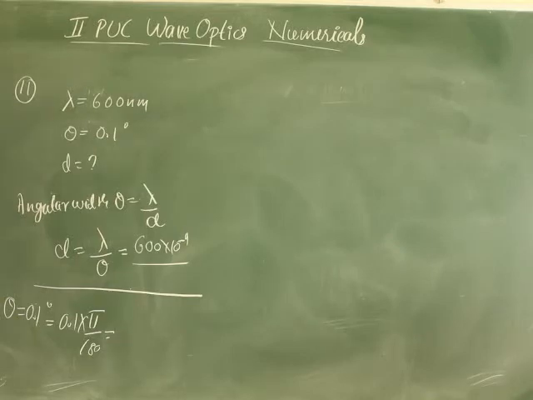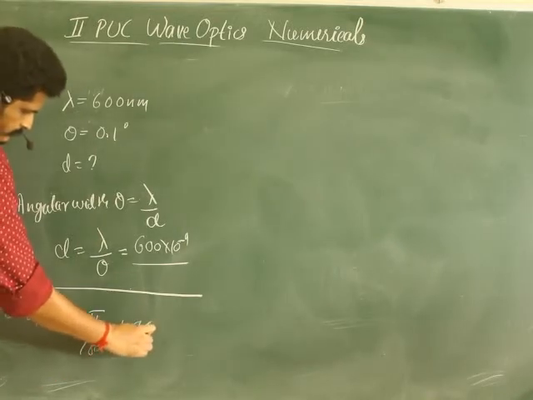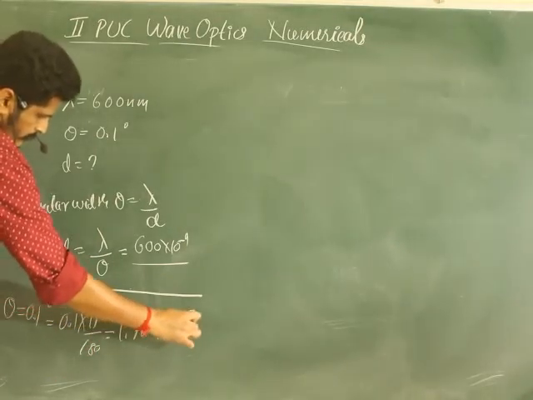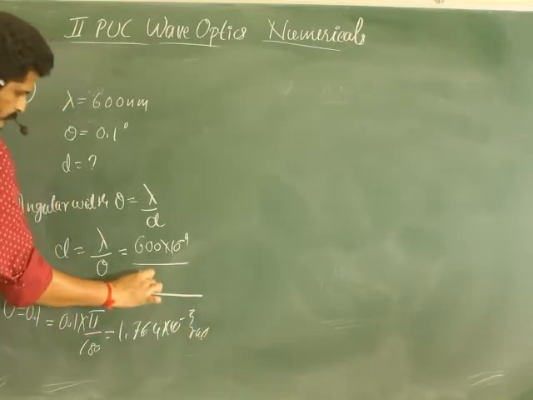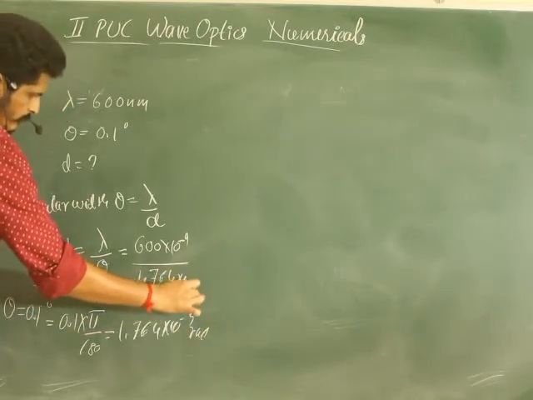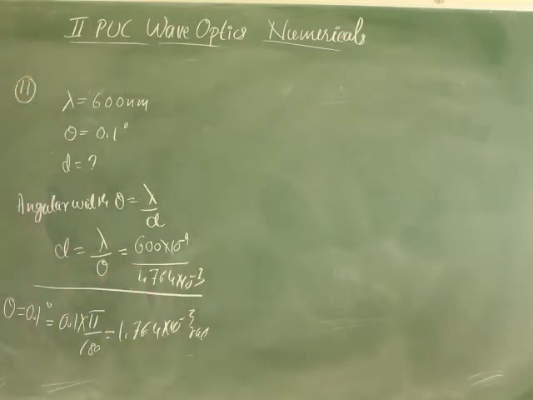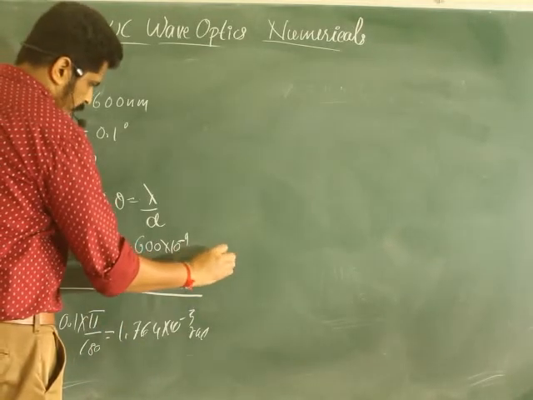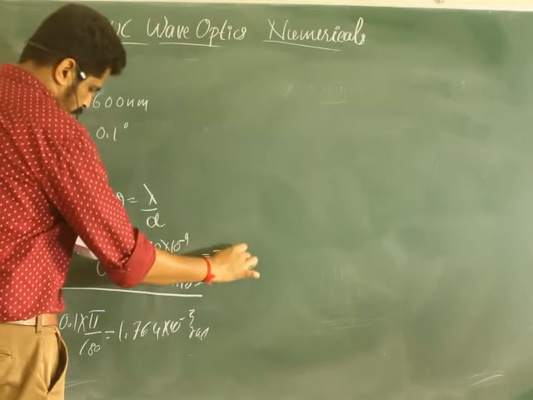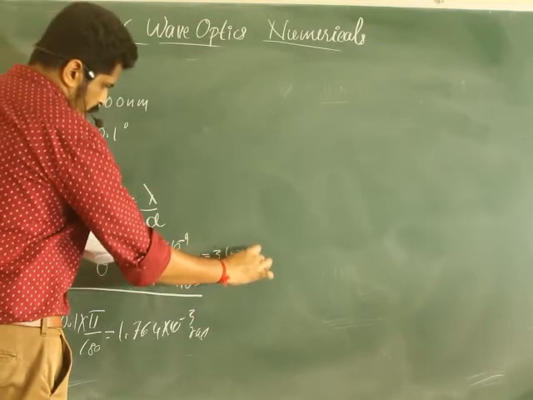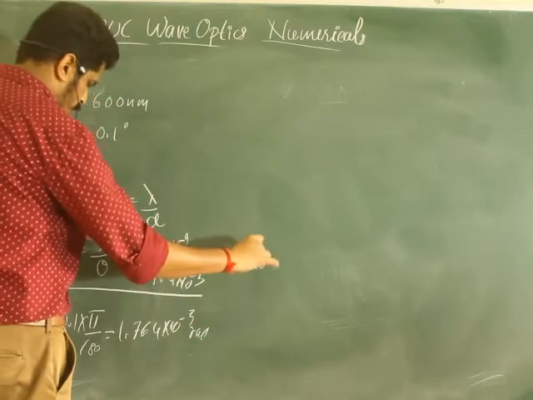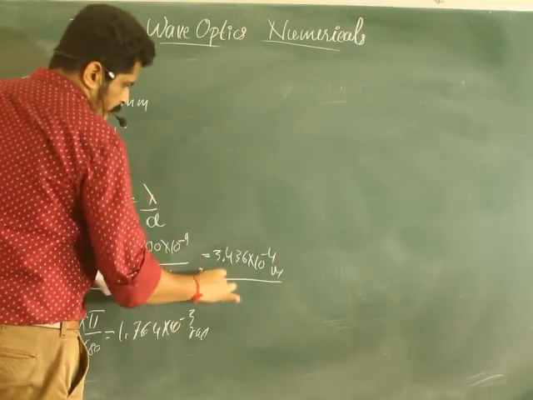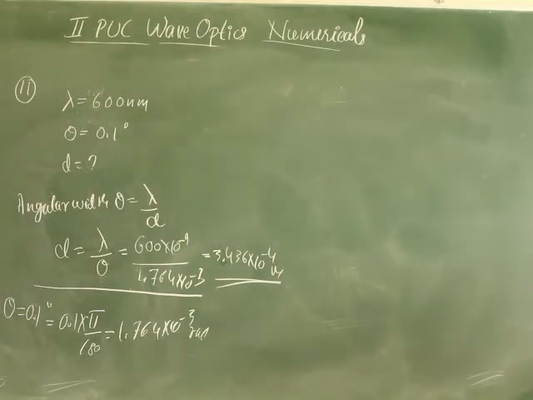1.764 into 10 power minus 3 radian you will get. The answer is, check the answer, the d value is 3.436 into 10 power minus 4 meter. This is the answer for question number 11.